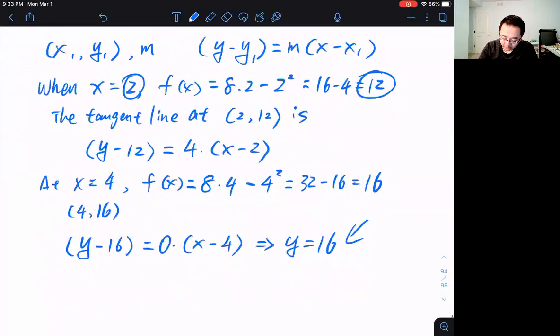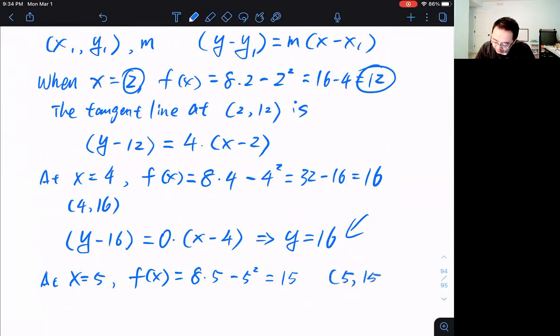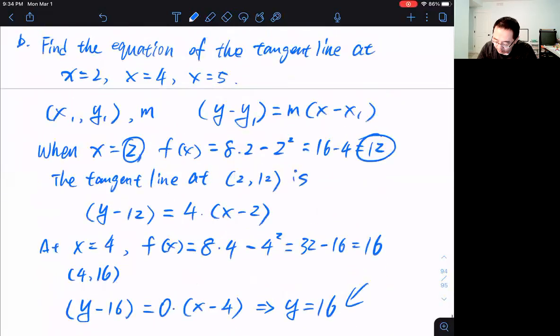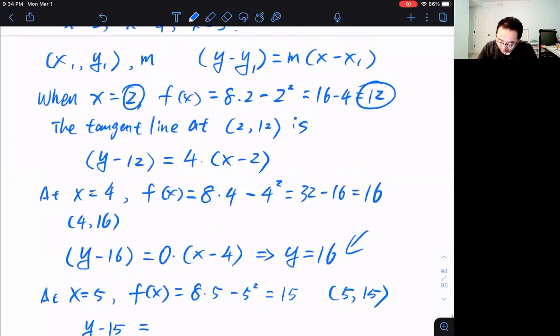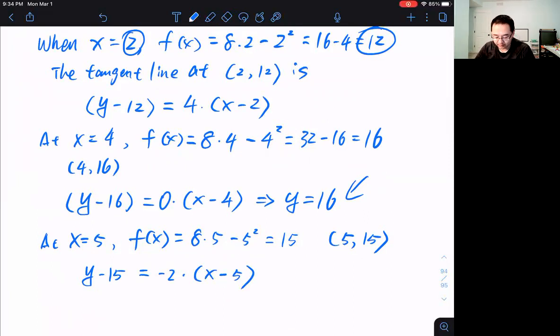Okay. Then finally, at x equals 5, f of x is 8 times 5 minus 5 squared, which is 15. Okay, so the point then is 5 and 15. So your tangent line function is y minus 15 equals the slope of -2 times x minus 5. Okay, so that's the tangent line at the point 5 and 15 when x equals 5.